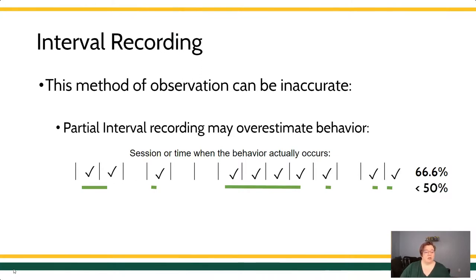So we see that partial interval recording overestimates behavior. But we use this because it's actually easier to use partial interval recording than it is to measure the true value of the behavior.